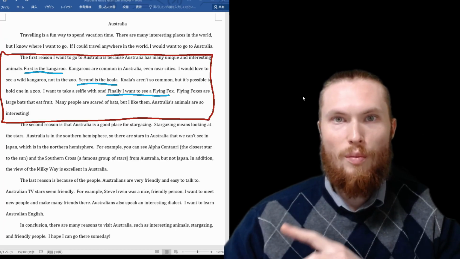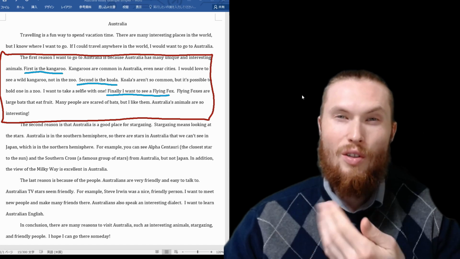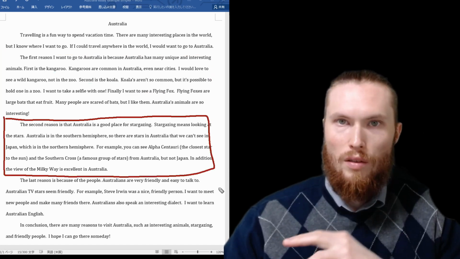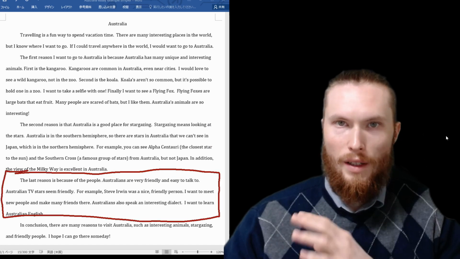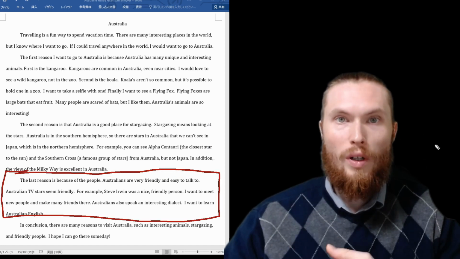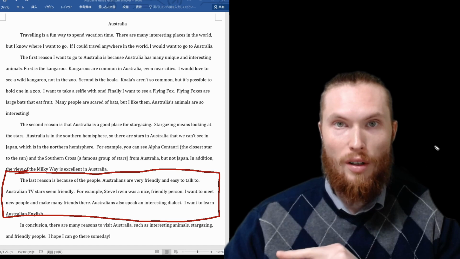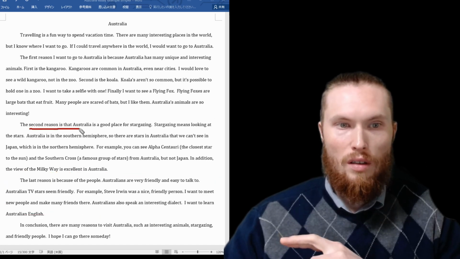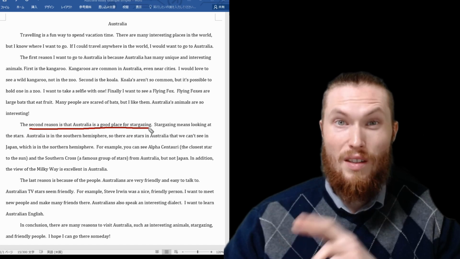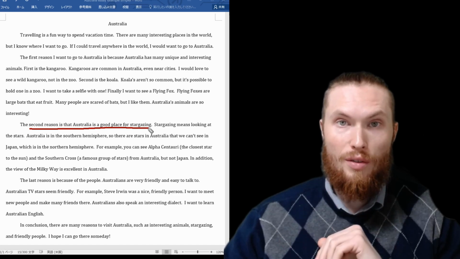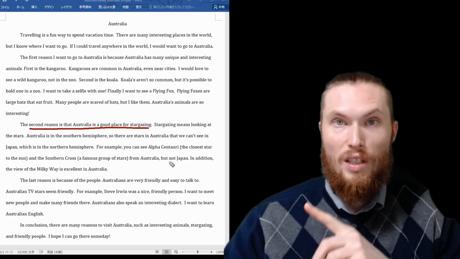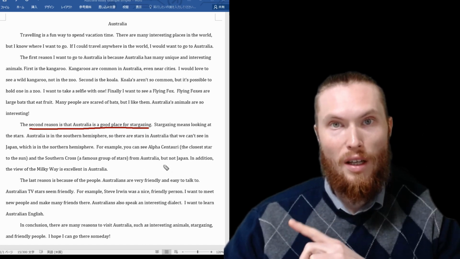Okay, we looked at the first body paragraph in detail. Let's just quickly take a look at the other body paragraphs. So here's body paragraph 2, and here's body paragraph 3. We'll quickly talk about the topics of these body paragraphs. In body paragraph 2, the topic is stargazing. It's the second reason I want to go to Australia. And then more information about stargazing. So let's add that information into the outline now.